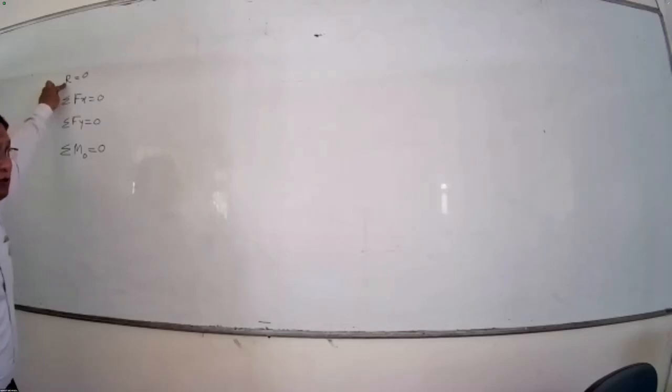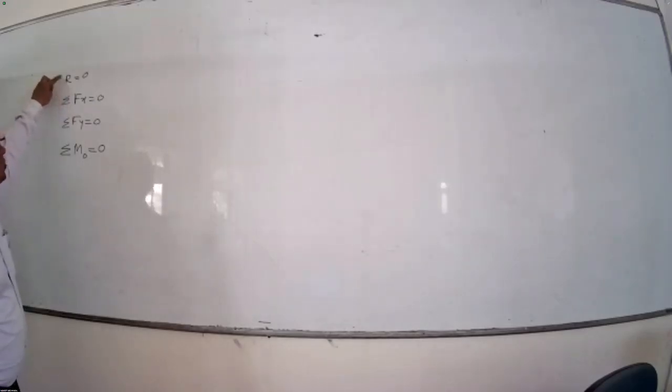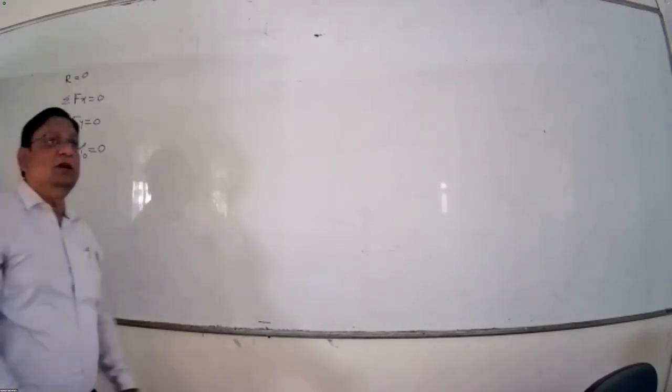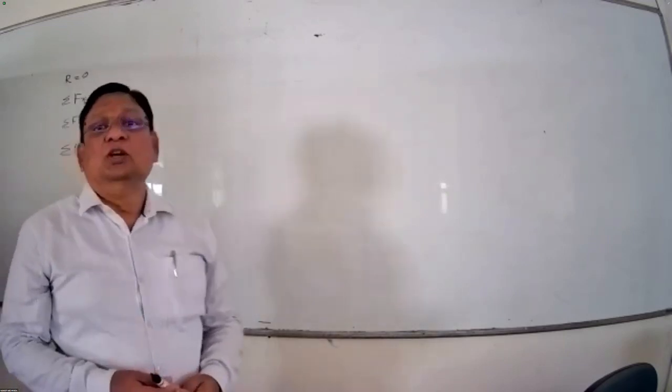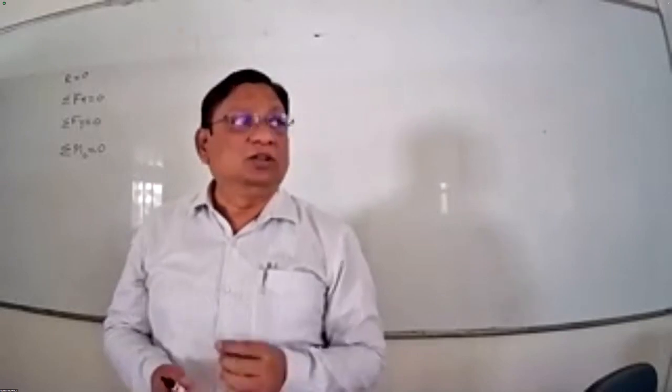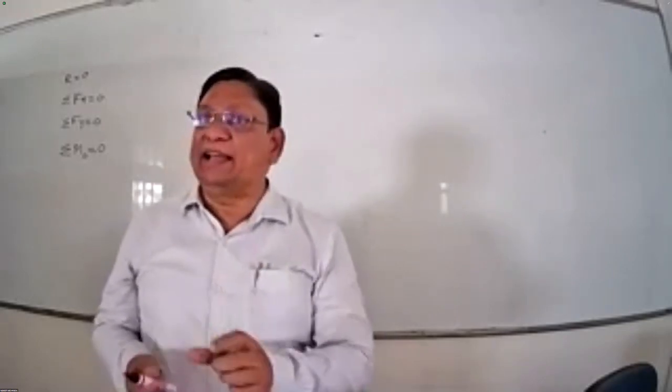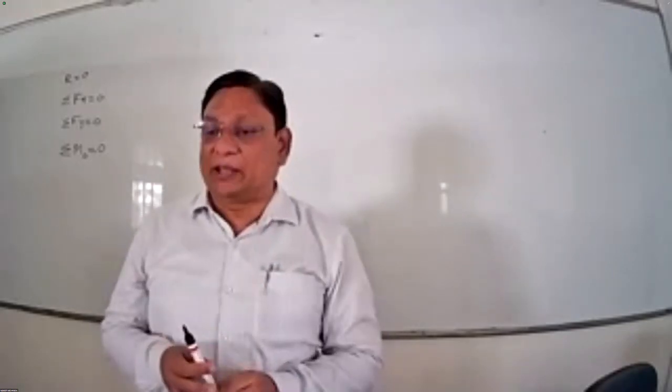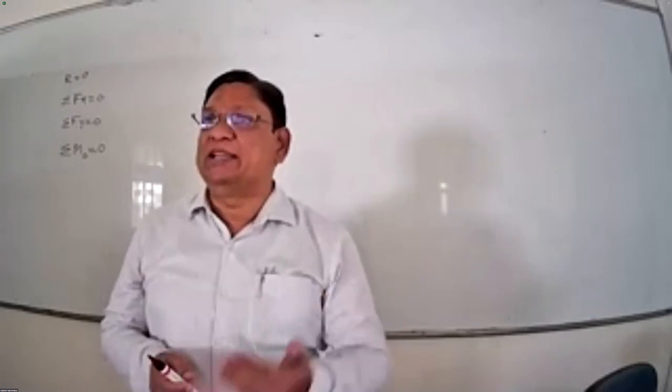That's why we are getting the condition R is equal to 0. So these are the conditions of the equilibrium. Then we will discuss the free body diagram, because we are analyzing the forces which cause the equilibrium of the system. So we need a diagram which shows all the forces acting on the body. Which are the forces acting on the body?